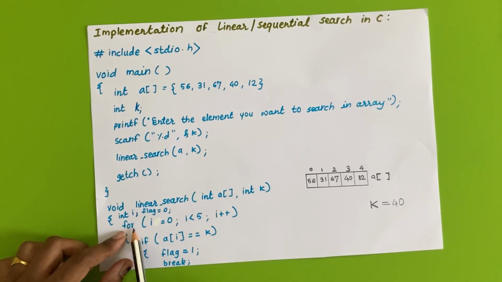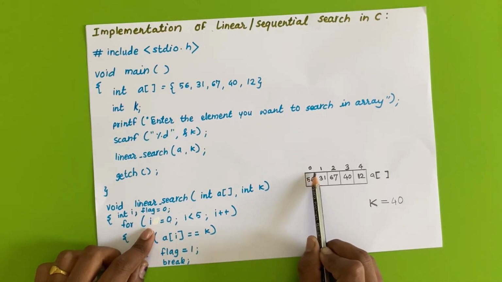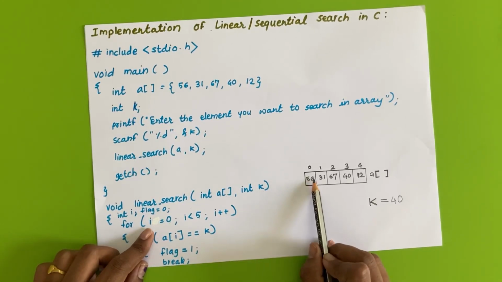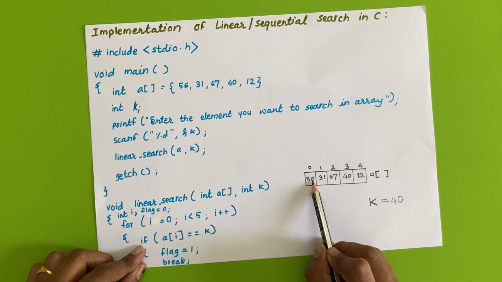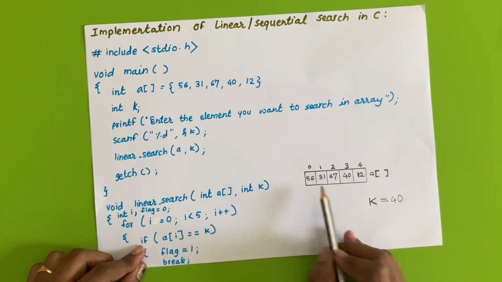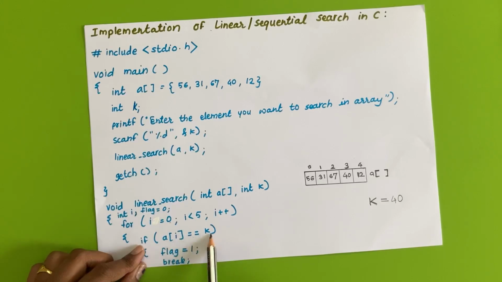Okay, so let's consider this loop, that is for I is equal to 0. It will start the index of the array from 0 onwards up to 4, because we have the size of the array as 5. So if A of I is equal to K, it compares with the first element of the array, because we have started from 0. My value of A of 0 is 56 and the value of K is 40. It does not match, so this condition is not satisfied.